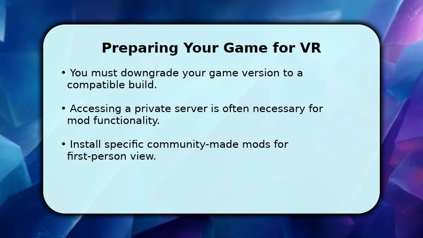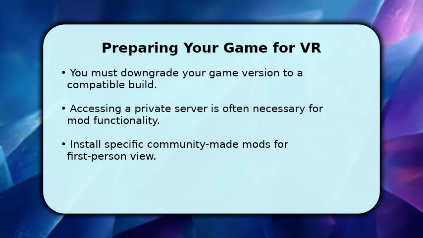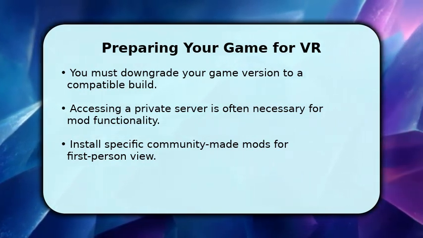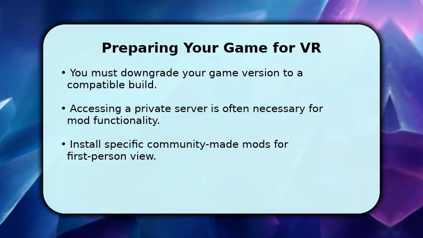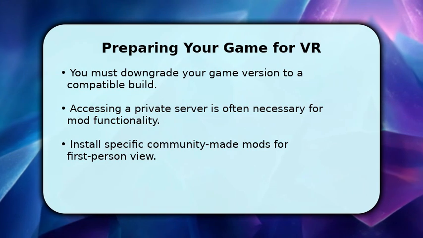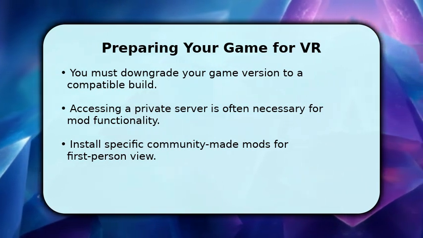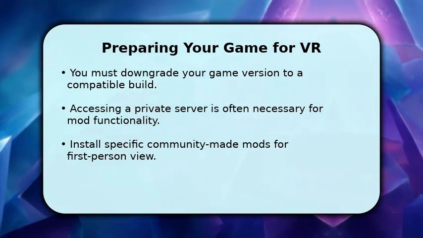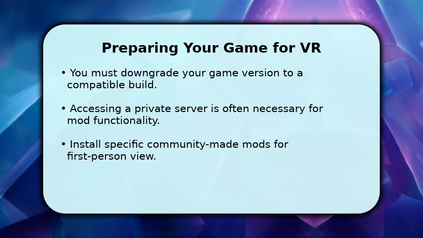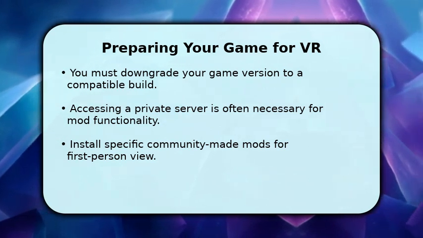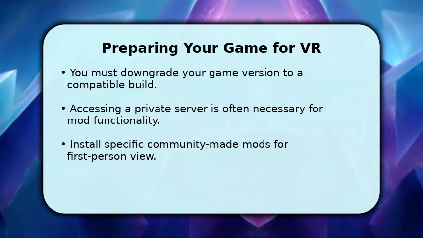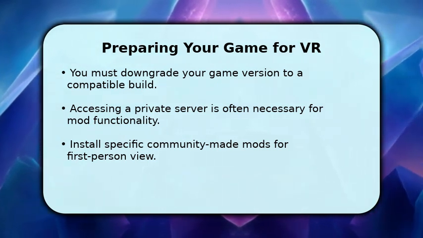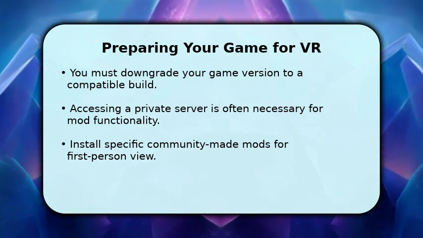To begin your VR journey in Dead by Daylight, the first crucial step is to downgrade your game to an older, compatible version. This ensures the mods will function correctly. Next, you'll typically need to join a community-run private server, as official servers often block these modifications. Finally, install essential mods that enable a first-person camera perspective, which is vital for any virtual reality experience. These steps lay the groundwork for your immersive experience.